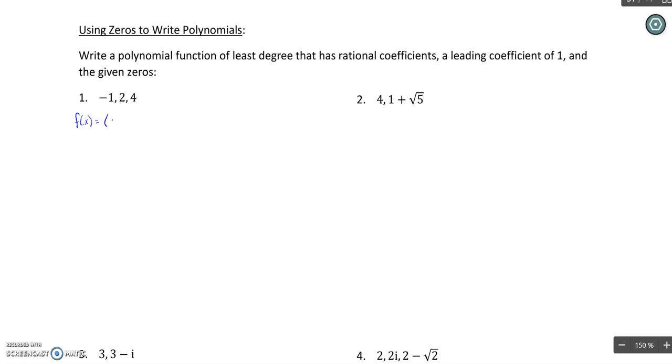So the first factor is x. To get -1, we have to do x plus 1. Then to get 2, x minus 2. To get 4, x minus 4. And now we're just expanding these. There are lots of different ways to do it. I'm going to use FOIL at the beginning, and then I'll use the second way.